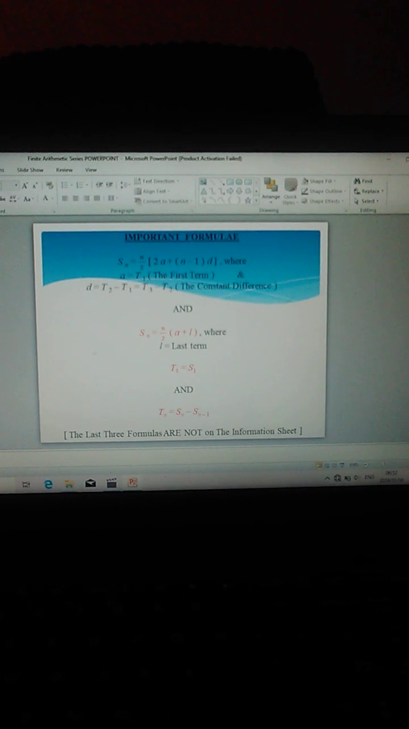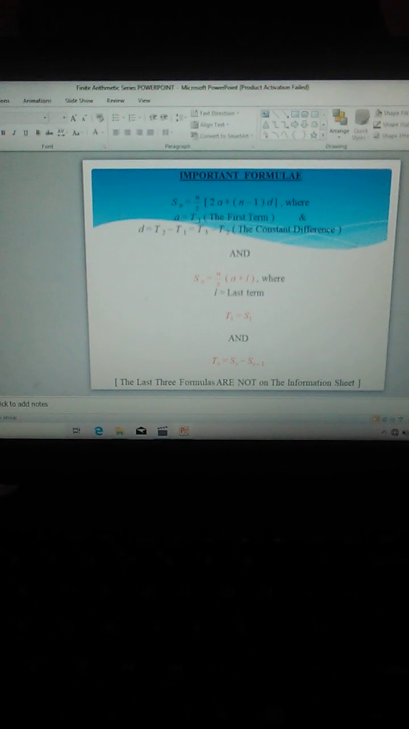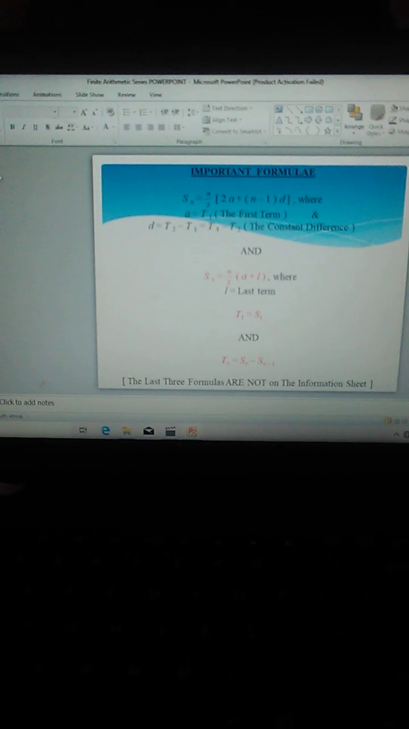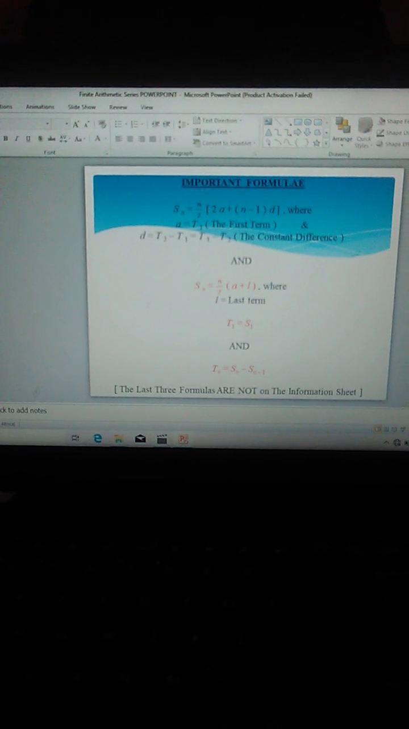So these are the important formulae that we're going to be using. The first one is Sn equals n over 2 times open bracket 2a plus (n minus 1)d. A is the first term, and d is t2 minus t1, or the current term minus the previous term, in simple words. Then the following one is Sn equals n over 2 times (a plus l), where a is the first term and l is the last term.